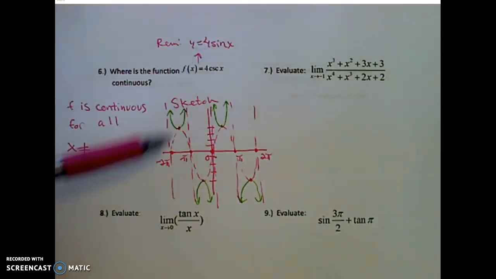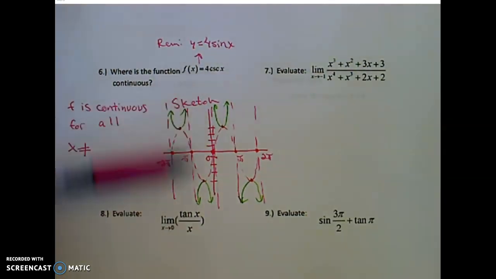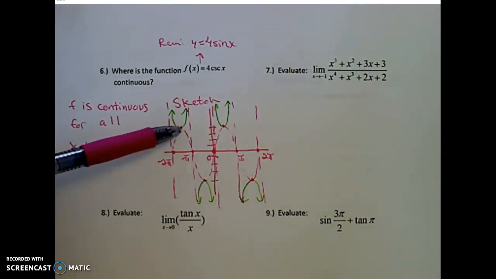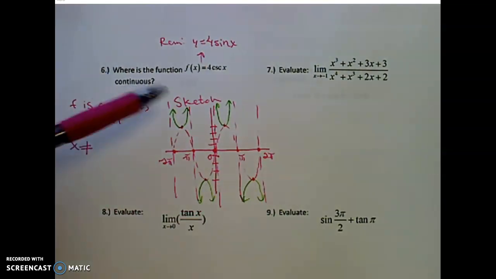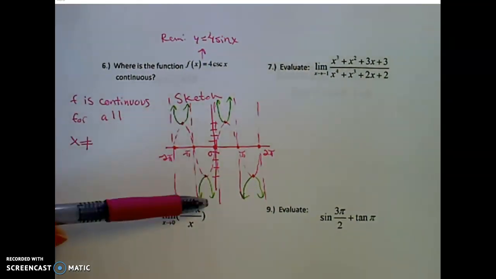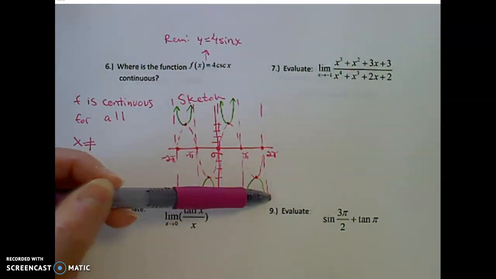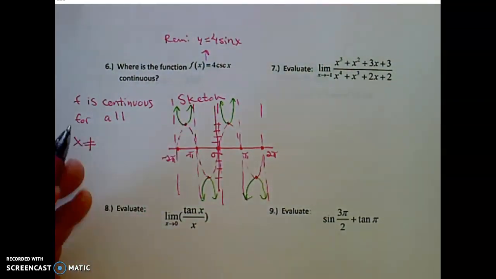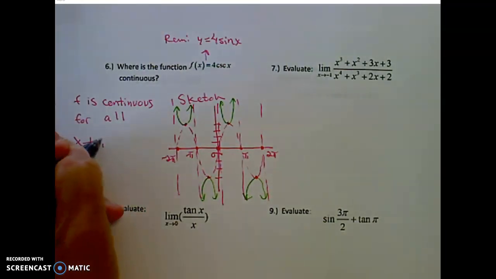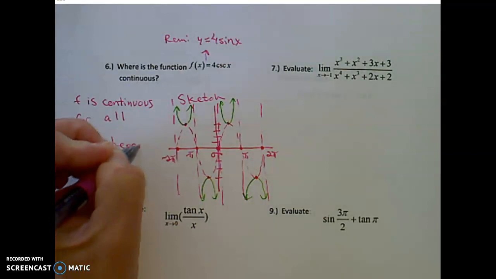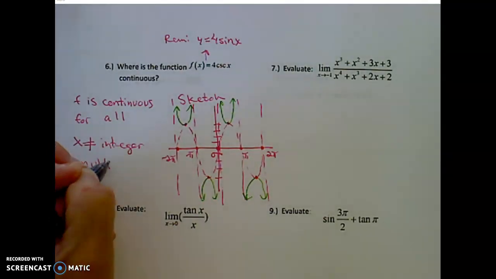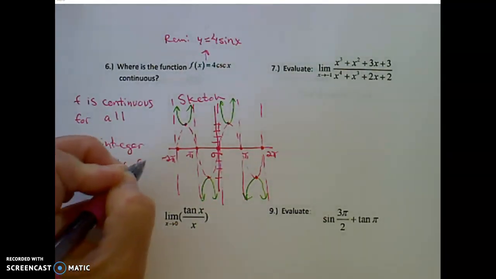Okay, there's my stretched sine curve. I know where my asymptotes are. I sketch my cosecant curve. And notice this function is continuous on those nice little curves, but I do have to lift my pencil. Where do I have to lift my pencil? F is continuous for all x not equal to, I'm going to say, integer multiples of pi.